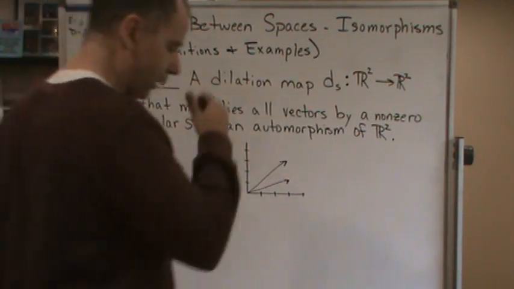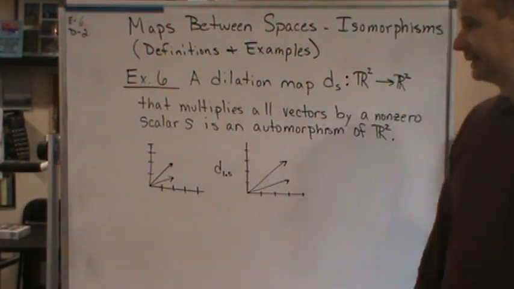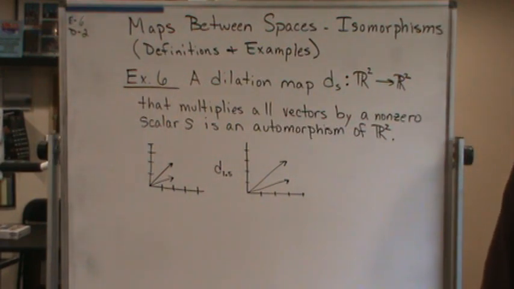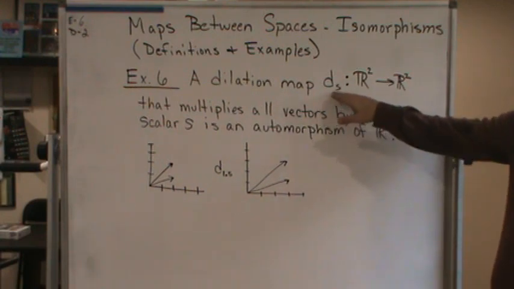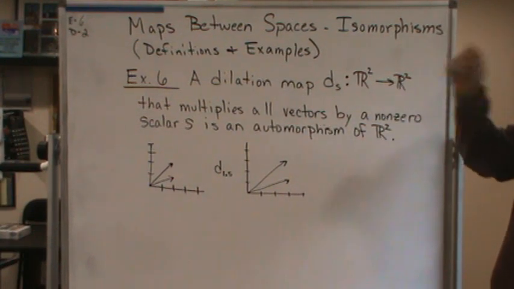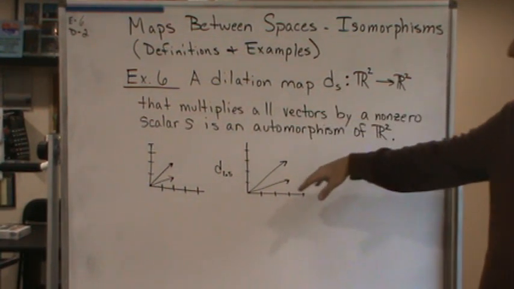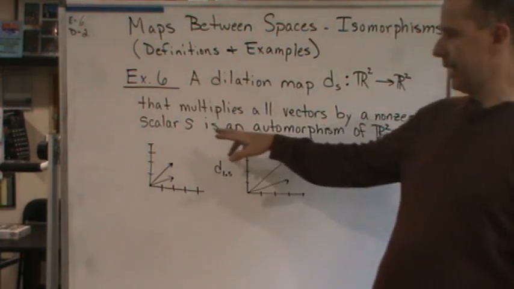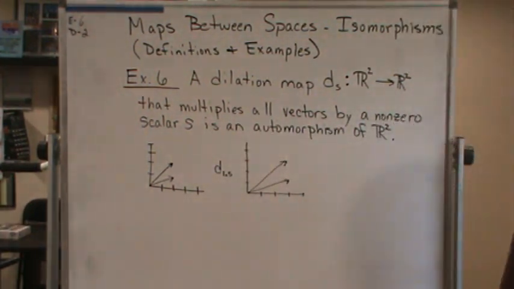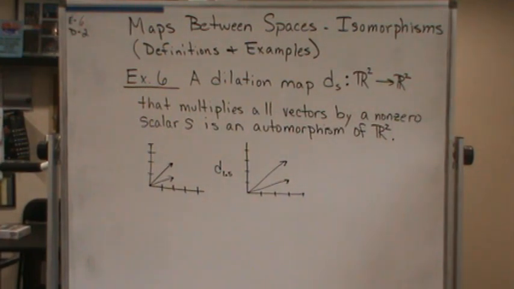Okay, so now here's an example, 6. And so we're going to do a couple of examples of automorphisms here. So the first one is a dilation map. A dilation map, in this case going from R2 to R2, so we call it D sub S, that multiplies all the vectors by a non-zero scalar S, is an automorphism of R2. So we're talking about dilation, right?